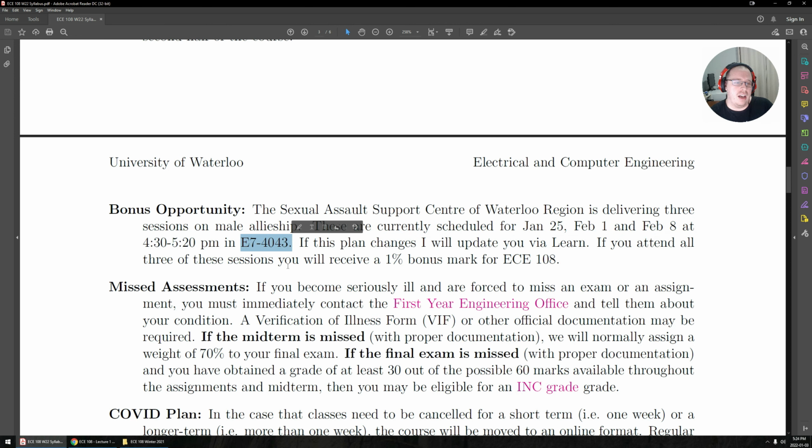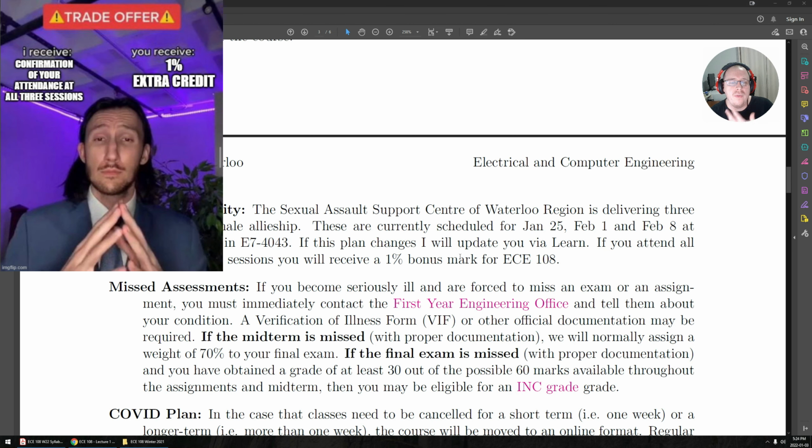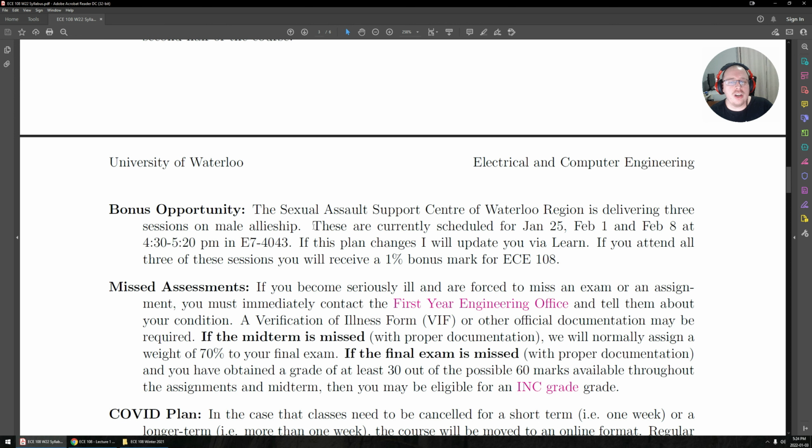If you attend these 3 sessions, which are tentatively scheduled for these dates to be in person in E7 4043, then you will receive 1% bonus mark for ECE 108. They will give me the information on your attendance, so I don't keep track of any of that. But yeah, there's an opportunity for extra credit. If things change, I will let you know via Learn, via a post there, and also email tied with the post to Learn.